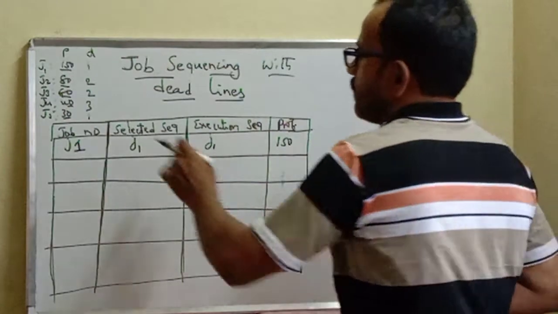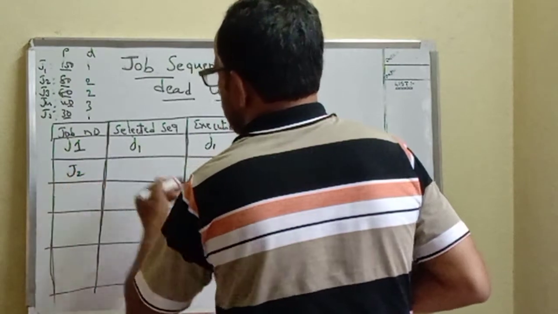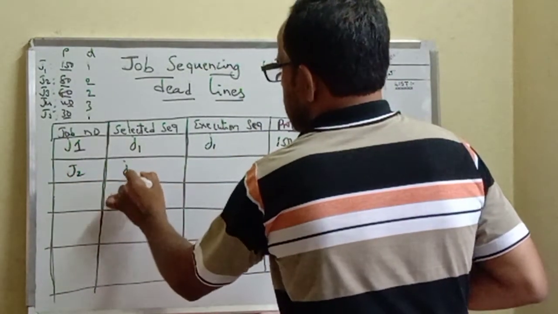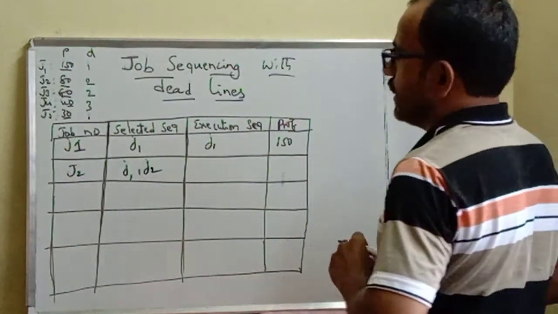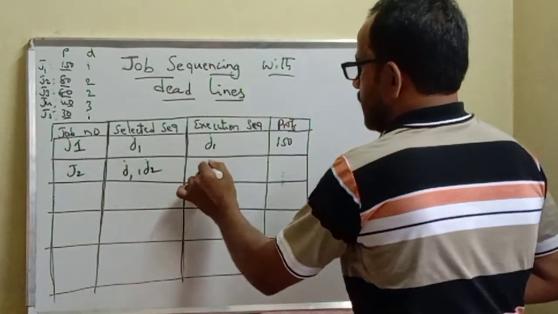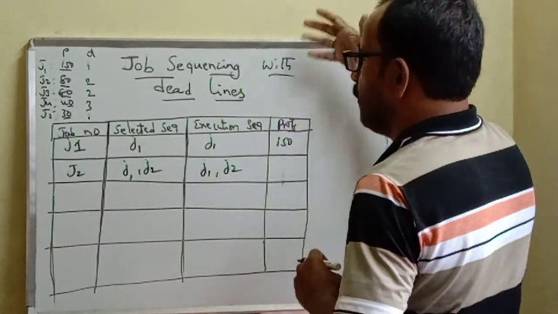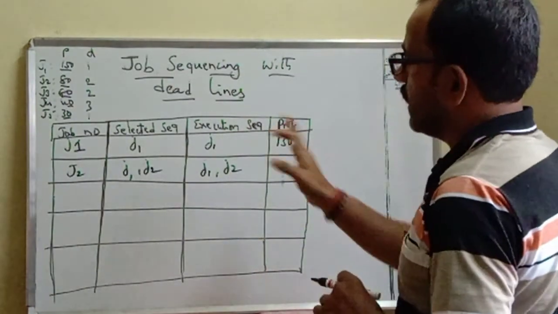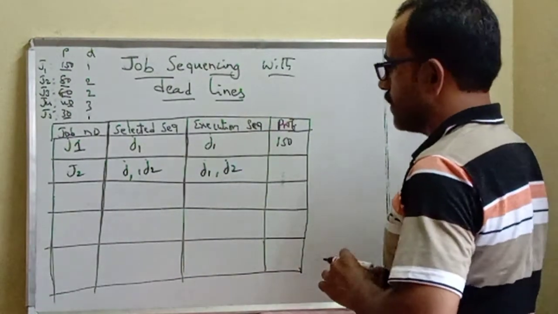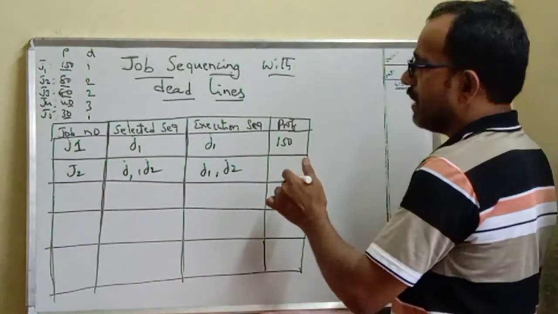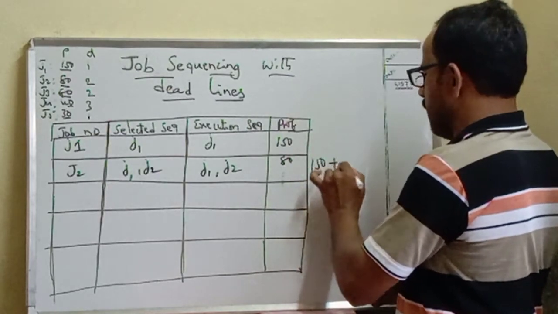Okay? Then what is the next maximum profit job? The next maximum profit job is J2. So the selected sequence is J1 first and J2 next. What is the deadline of J2? 2 units is the deadline. Then I must execute J1 first, followed by J2, because J2's deadline is 2. Before the second slot I can execute J2, but the first slot is occupied with the first job. Then I must execute the selected jobs in the J1, J2 sequence only. If I execute the jobs successfully, then I can get a profit of 80. Then the total profit obtained up to this point is 150 plus 80.